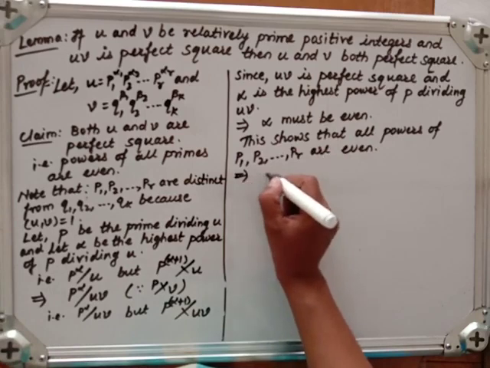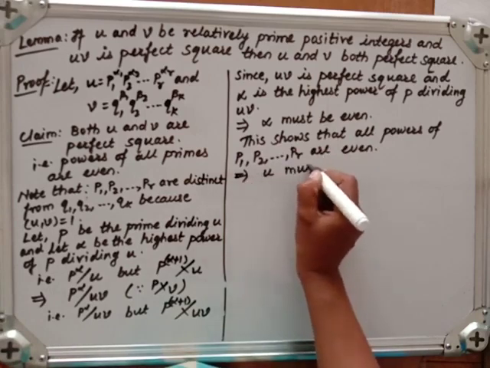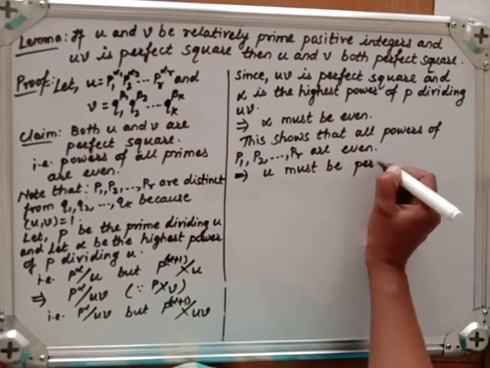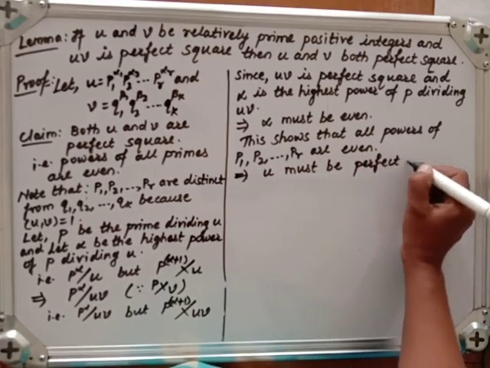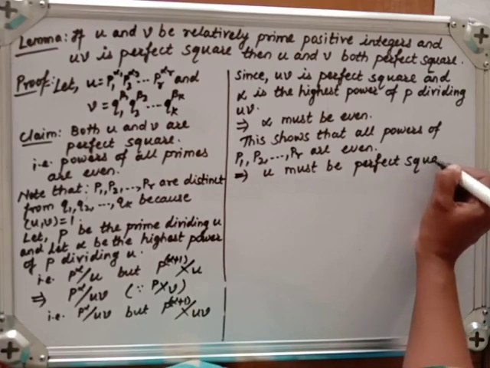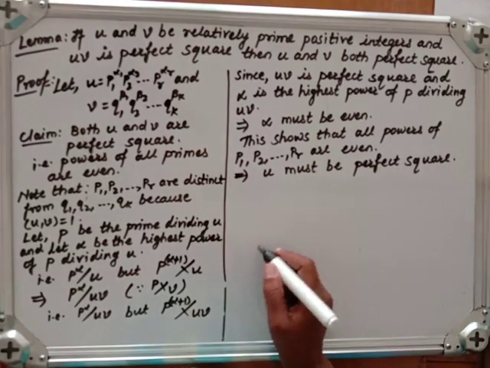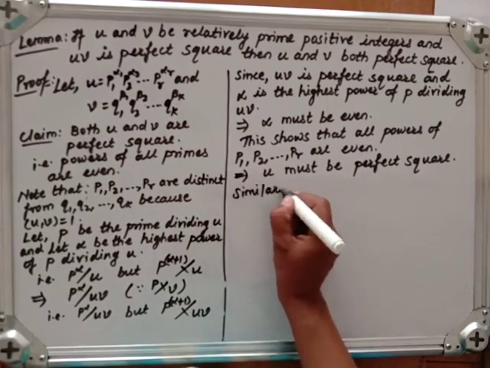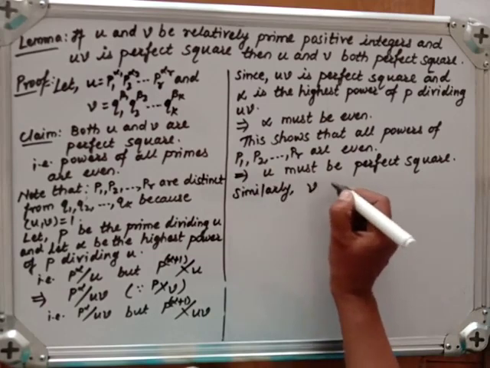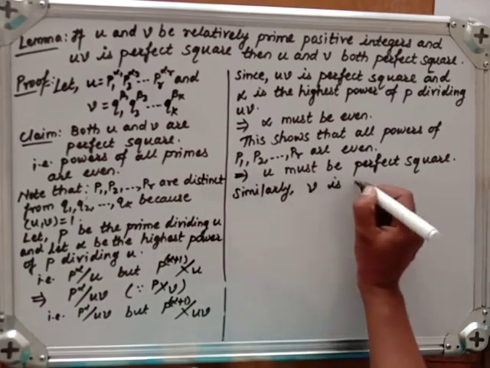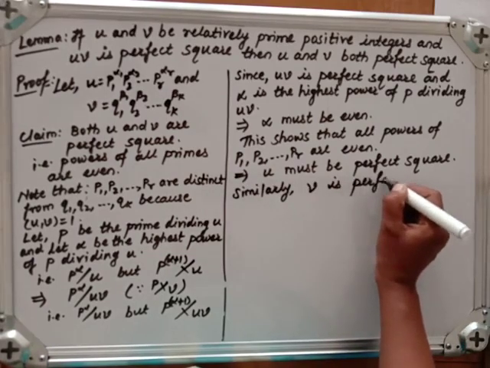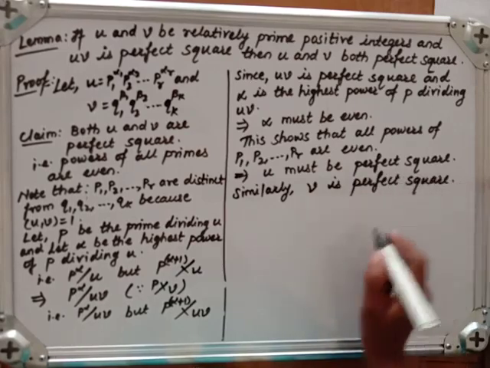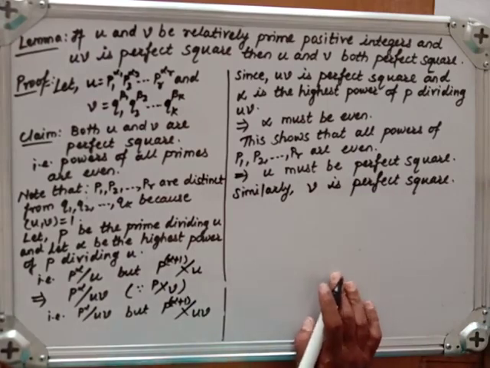This implies U must be a perfect square. Similarly, V is a perfect square. This is about the proof of this lemma.